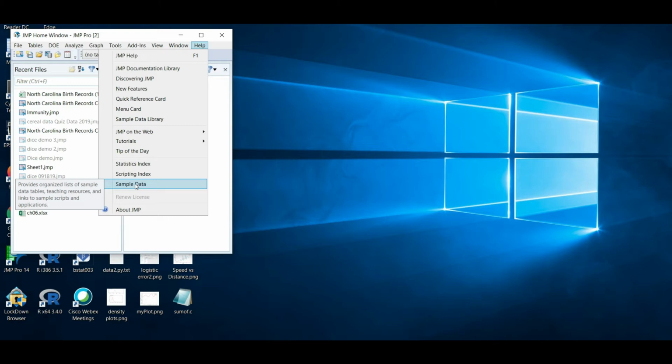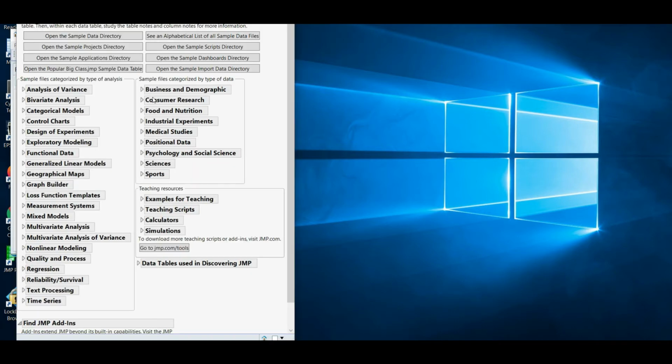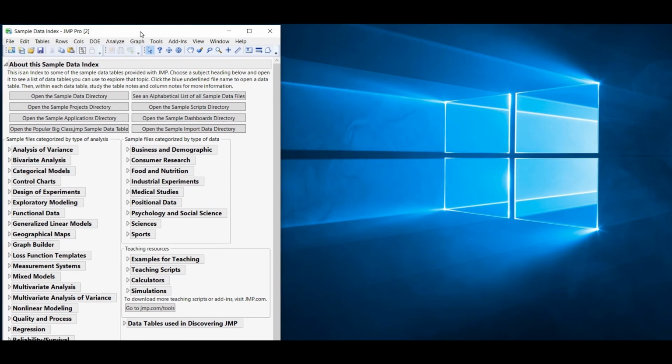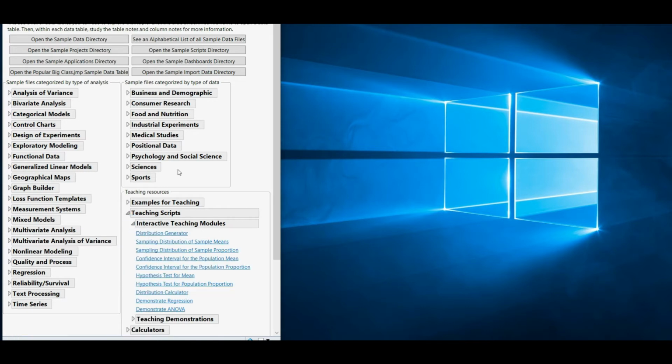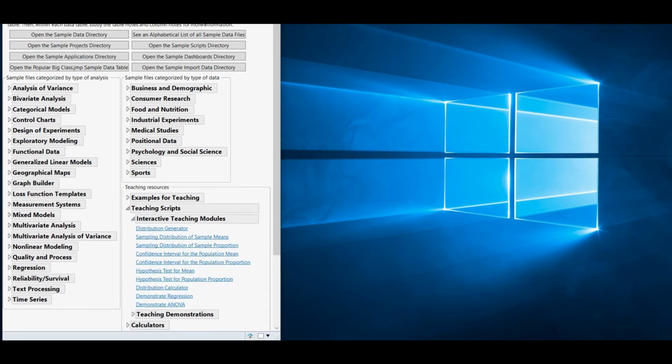Now this distribution calculator we're after is quite buried in here, so it's helpful to remember where we're going. So help, sample data, and from this list of options we'll be focusing again within these teaching resources on teaching scripts, in interactive teaching modules. You'll be able to see here this distribution calculator, and that's what we want to get to.